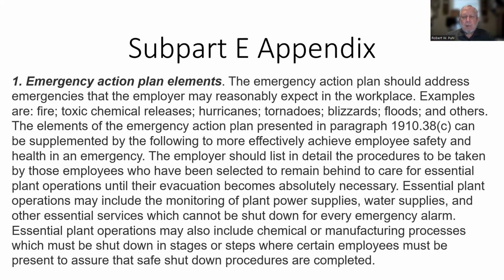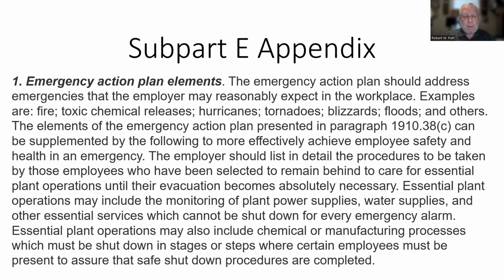standards. Emergency action plan elements. The emergency action plan should address emergencies that the employer may reasonably expect in the workplace. Now, again, this is the appendix, so it's non-mandatory. This is just kind of trying to give you some help. Examples are fire, toxic chemical releases, hurricanes, tornadoes, blizzards, floods, and others.